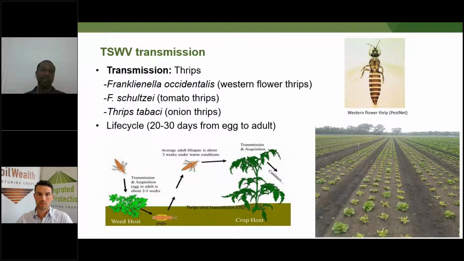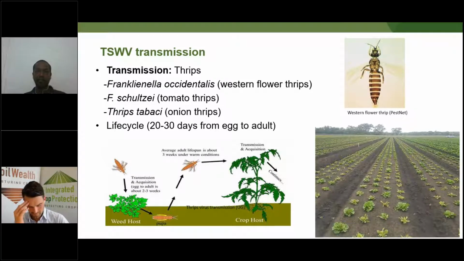In terms of transmission of tomato spotted wilt, it's transmitted by 3 species of thrips, but the western flower thrips is the most efficient in transmitting this virus. The life cycle of thrips from egg to adult takes 20 to 30 days, but this is wholly dependent on temperature. When you have a higher temperature, you have a shorter life cycle, and this might lead to outbreaks that are observed during warmer months in lettuce production.